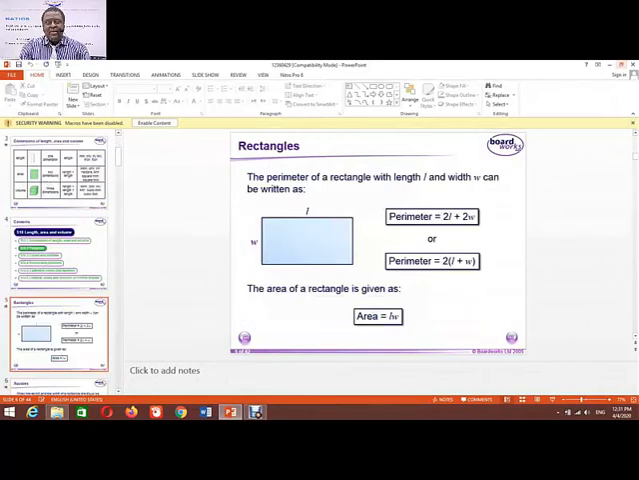Now, let's first go to the rectangles. How do we find the perimeter of a rectangle? The perimeter of a rectangle with length L and width W can be written as what? Perimeter is equal to 2L plus 2W, or perimeter is equal to 2 bracket L plus W. This is the way we find the perimeter of a rectangle. Now, how do we find the area? The area of a rectangle is given as what? Area is equal to LW, L times W.